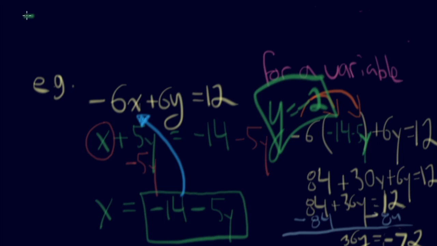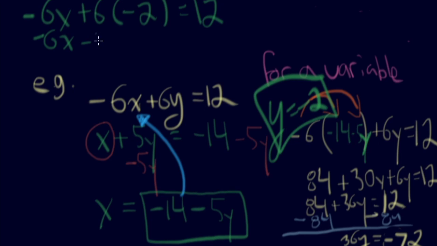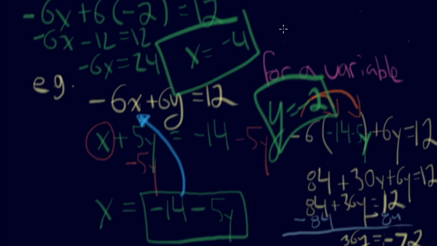So what I'm going to get is negative 6x plus 6 times negative 2 equals 12. And I'm going to go and solve for the x. So I get negative 6x minus 12 equals 12. So negative 6x equals 24, and x will equal negative 4. Boom. You've got both of your values for x and y. So your final answer, of course, is the two lines, the system, they cross at negative 4, negative 2.